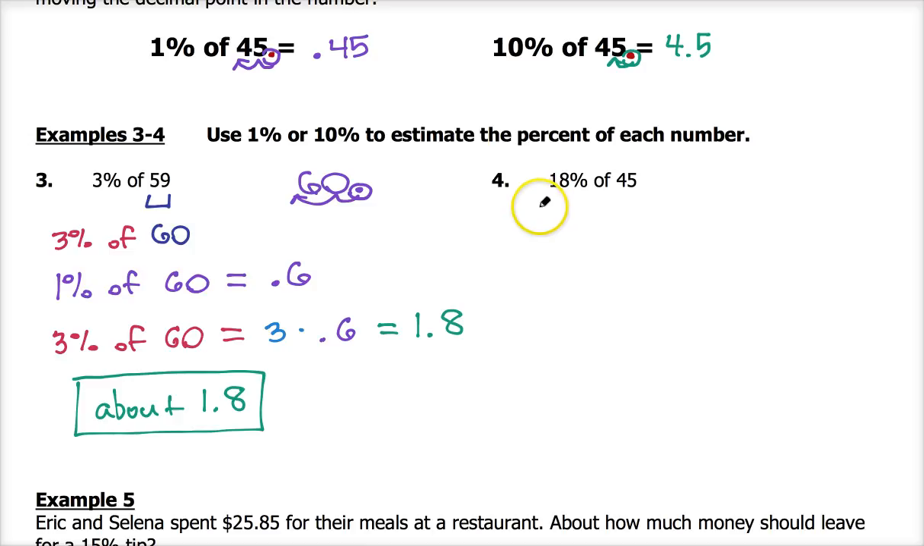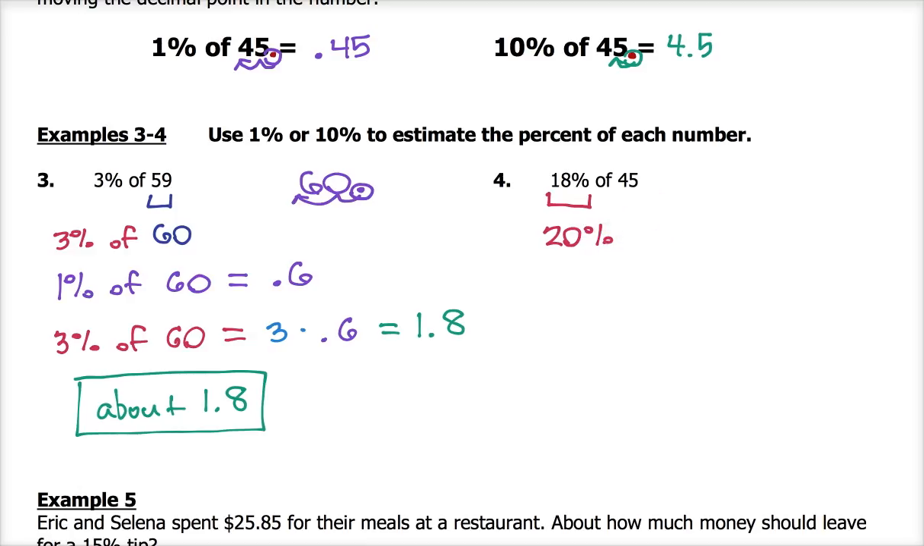Okay, number 4 asks us to find 18% of 45. So 18% is pretty close to 20%, so I'm going to estimate 18% by rounding it up to 20%. And so now I'm going to calculate 20% of 45. Well, to do that, I can start out by finding 10% of 45. 10% of 45 I would find by taking my decimal and moving it just 1 place to the left. 10% of 45 is going to be equivalent to 4.5.